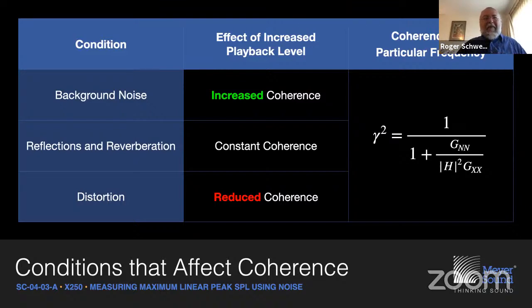That, of course, will result in reduced coherence. And coherence, if you look in textbooks, has many different forms, but the form that we're looking at here on the right, there's G and N is the noise, and then all the things in the denominator are related to the drive level. So as your drive level goes up, that denominator goes up, and the coherence correspondingly goes up.